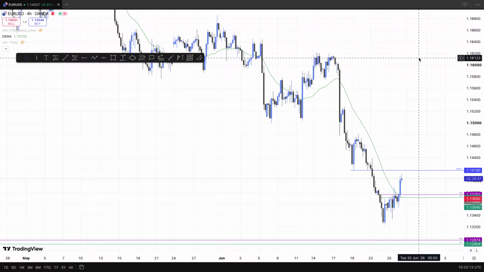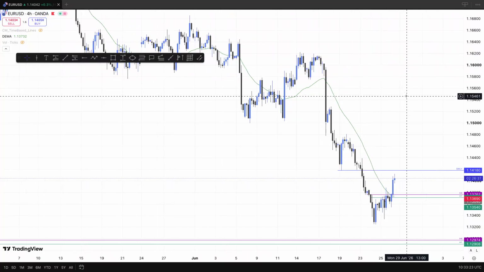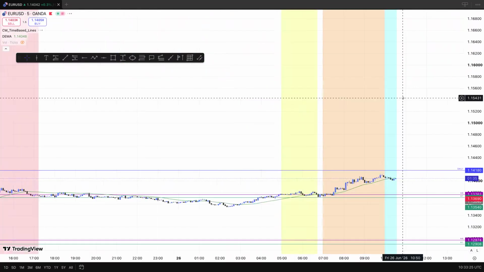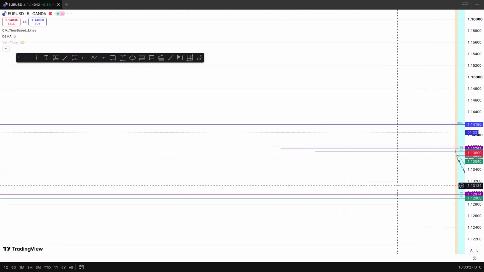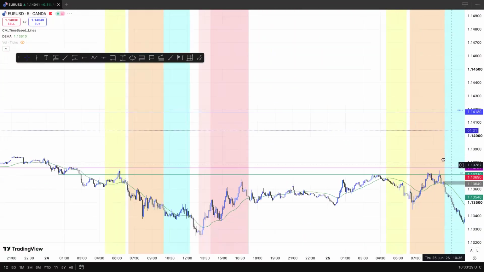If you haven't watched the detailed version of this analysis, I'll link it right here so that you can understand what is actually going on. And I'd like to first go over the trade I took yesterday. So, this is the trade I took.